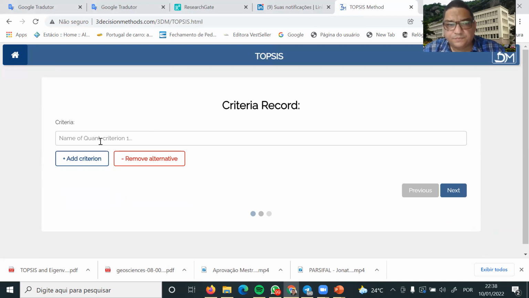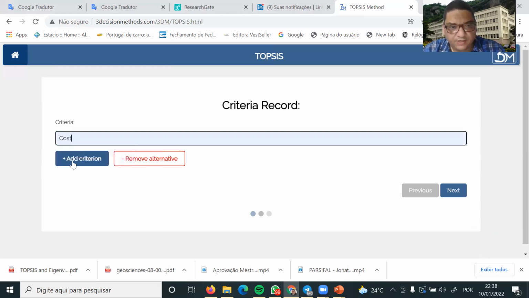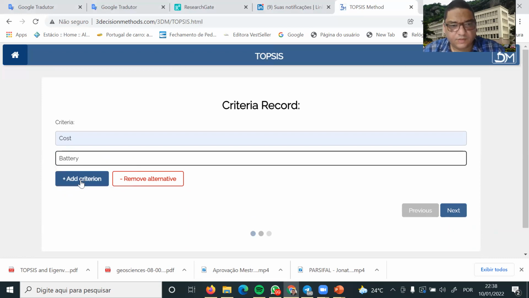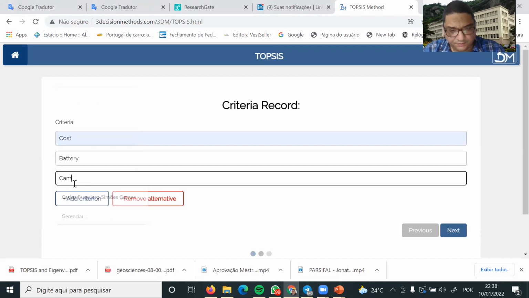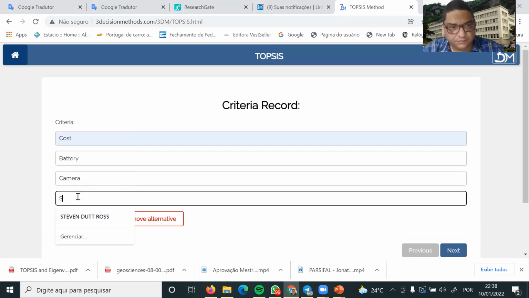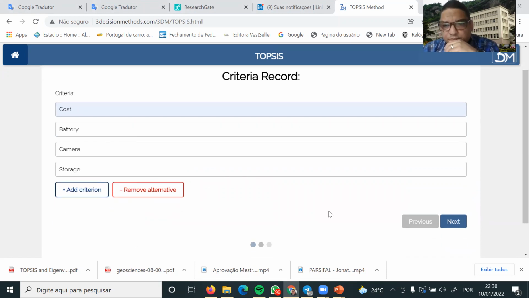Second step, criteria name. First criteria, cost. Okay, add criterion. Battery, add criterion. Camera, add criterion. And storage. Okay, next.